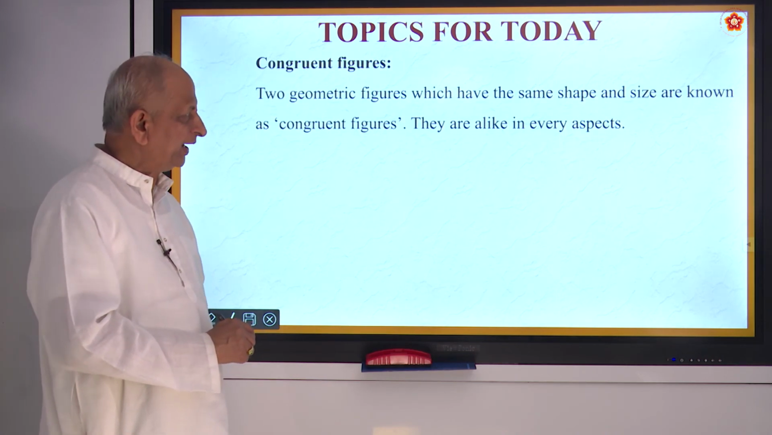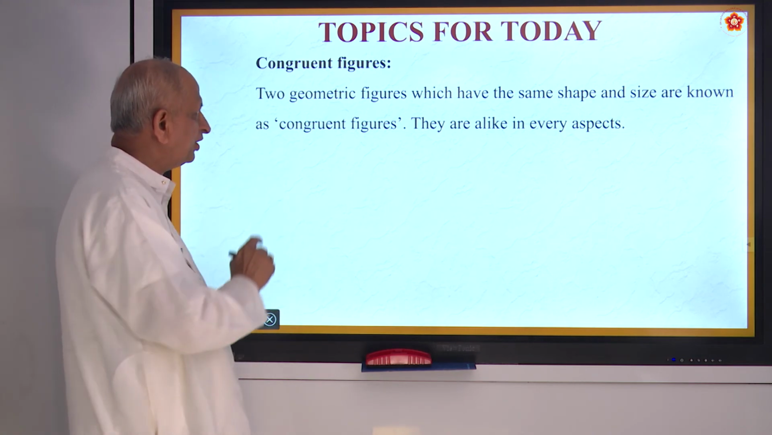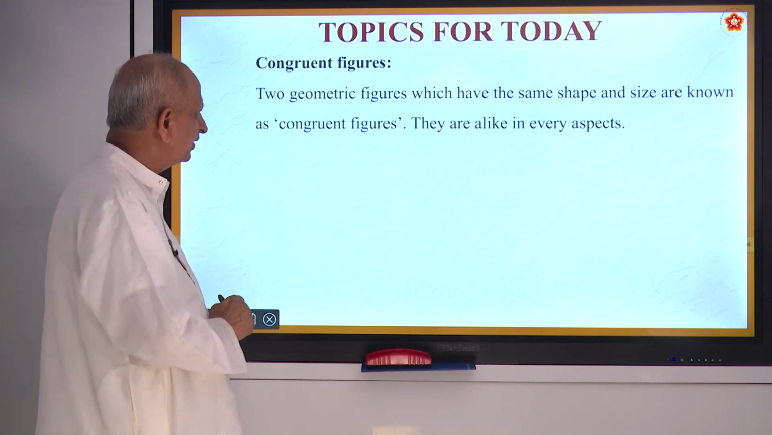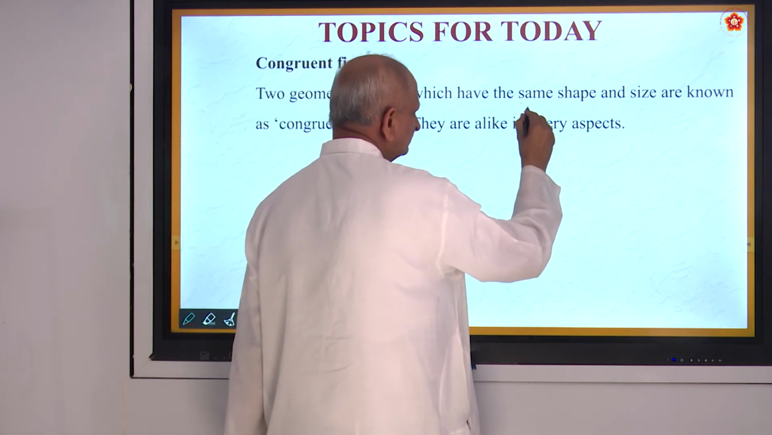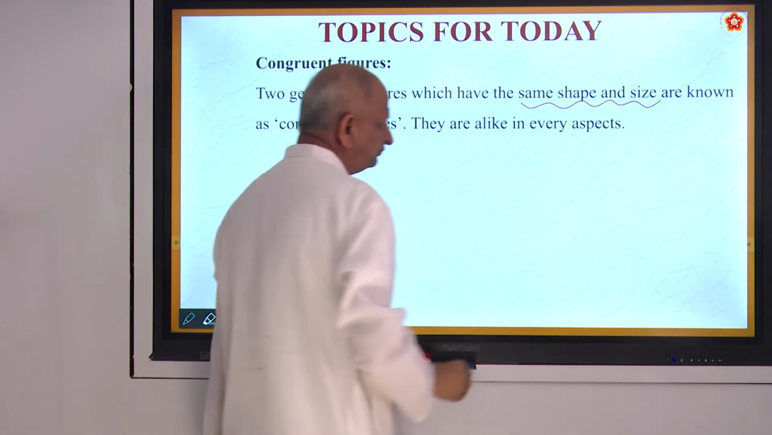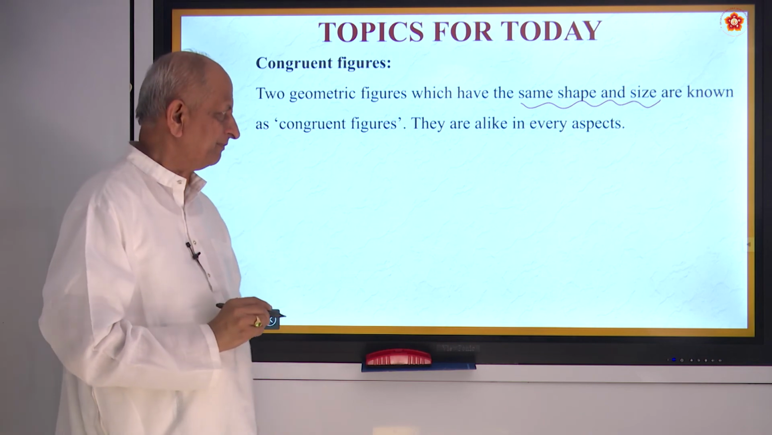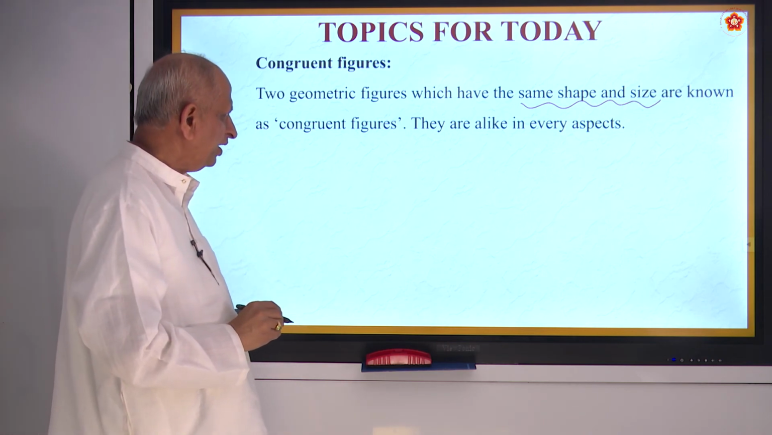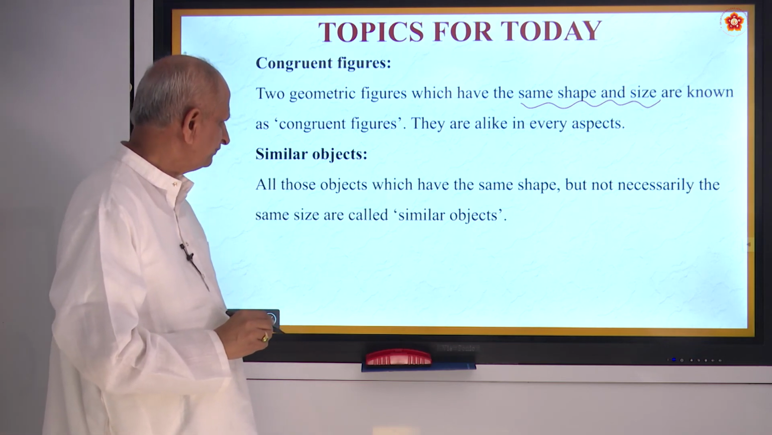So before you come to that, we will just recall what congruent figures are. Two geometrical figures which have the same shape and size. Size must be the same, shape must be the same. Then they are called congruent figures. So they are alike in every aspect.